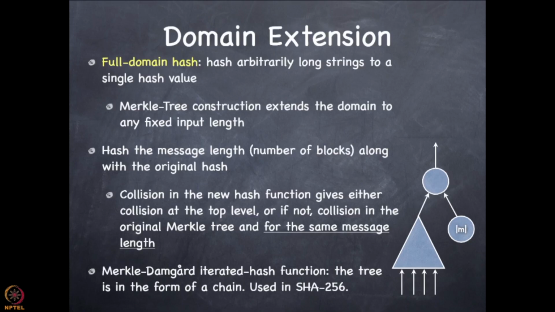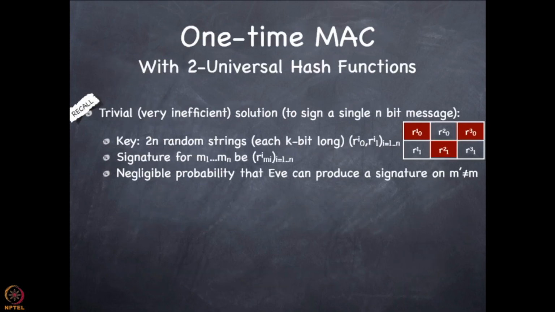So this is a very standard approach to constructing hash functions. If you look inside things like SHA-256, this is what's going on. It's called the Merkle-Damgard iterated hash function. There, the tree is not in the form of a balanced binary tree; it's in the form of a chain, but still the same argument.